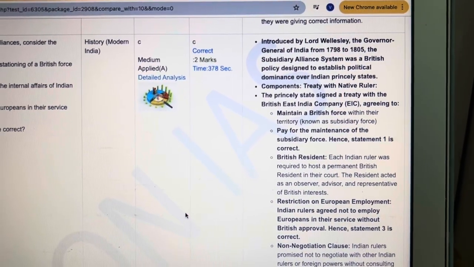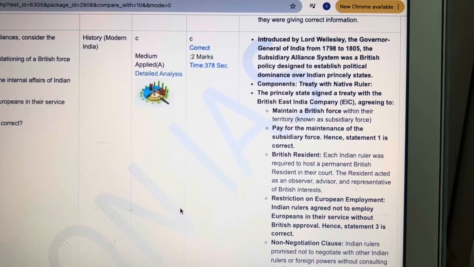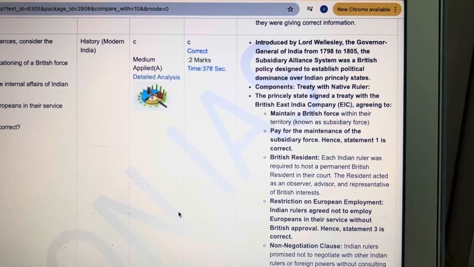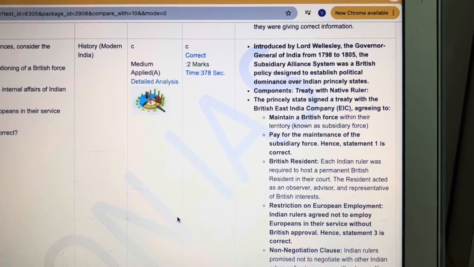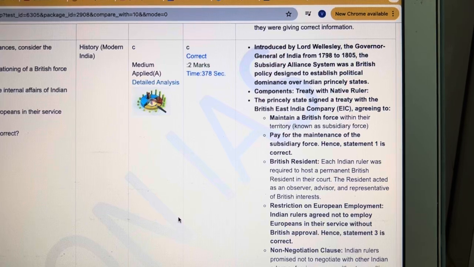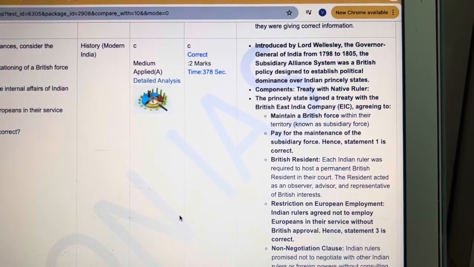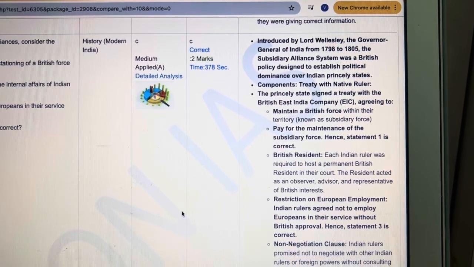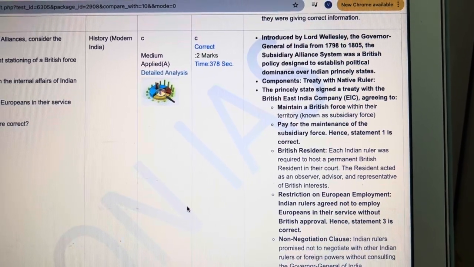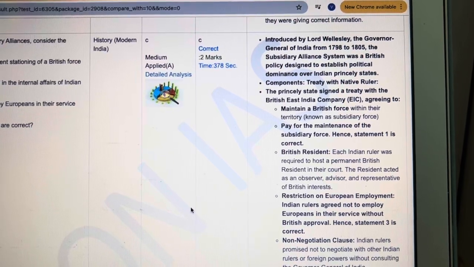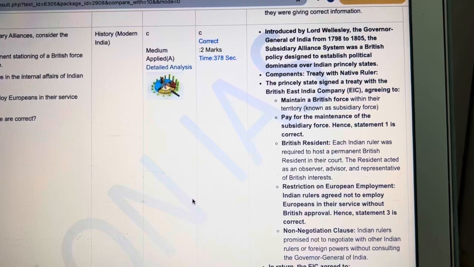Introduced by Lord Wellesley, the Governor General of India from 1798 to 1805, the subsidiary alliance system was a British policy designed to establish political dominance over Indian princely states. Components: treaty with native ruler. The princely state signed a treaty with the British East India Company agreeing to maintain a British force within their territory, known as the subsidiary force, and to pay for the maintenance of the subsidiary force. Hence, statement 1 is correct.